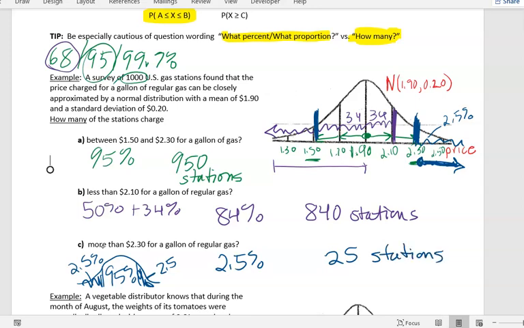All right, so I can solve problems about how likely something is, how many, based on a normal distribution. It is very predictable probabilities based off of that empirical rule.